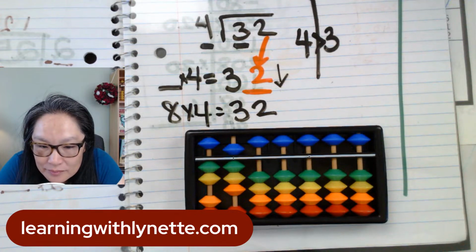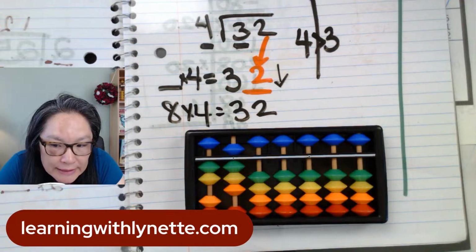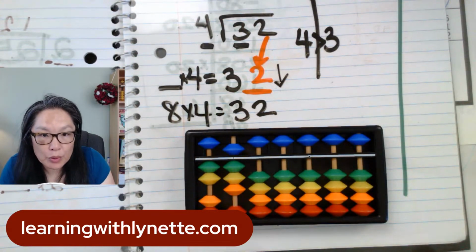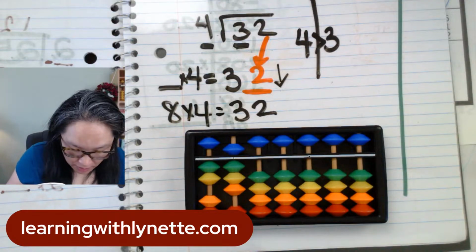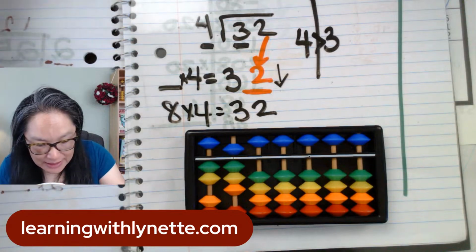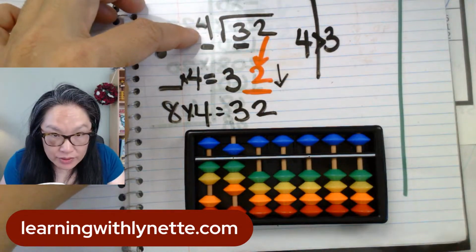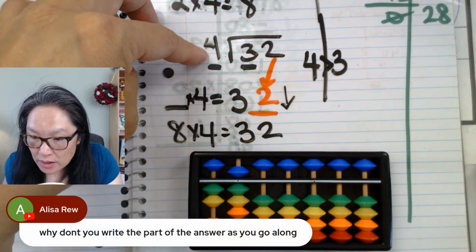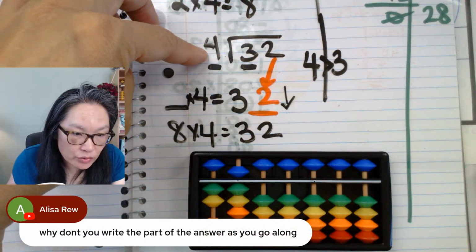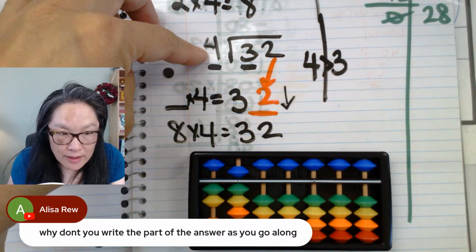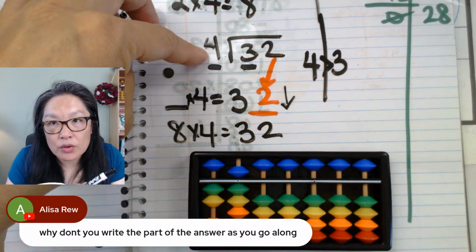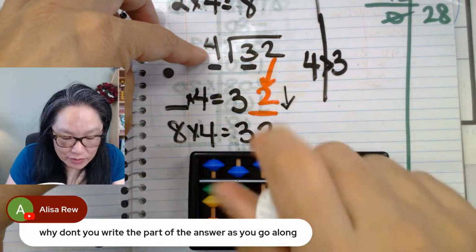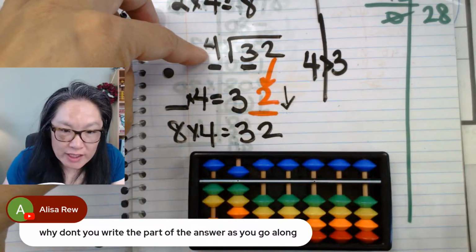How are we doing? It takes a little bit. It's more process. So they talk about being procedurally fluent. But I like this because it makes the numbers manageable. Why don't you write the part of the answer as you go along? Because sometimes the quotient is too much. And when you get it to double digits, it gets tricky that way.